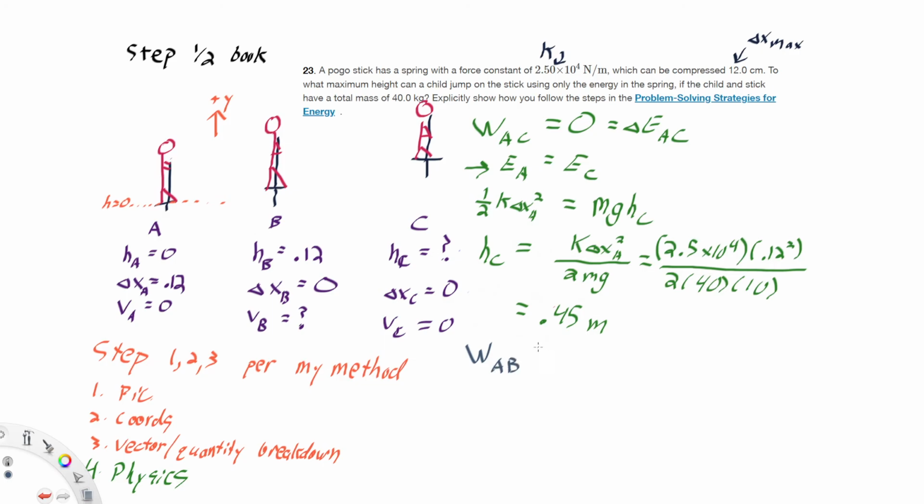So the work from A to B is also going to be 0, which tells us that the energy at A is equal to the energy at B. Energy at A is the same as it was above, so 1/2 K delta X squared. And at B, we actually have two different kinds of energy because we've come up off the ground a little bit. So we have mgHb, and we also have some velocity.